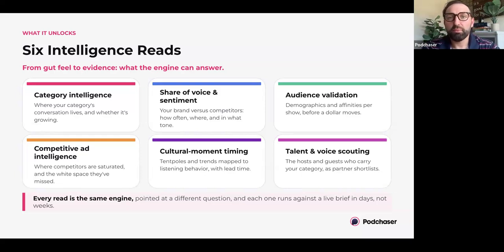So by the time you do make a pitch and you are trusted, it comes off a little bit easier as opposed to just cold pitching somebody because you need them to answer you within the next 6 days, for example, right? So again, talent and voice scouting is going to be a really important piece of this as well.